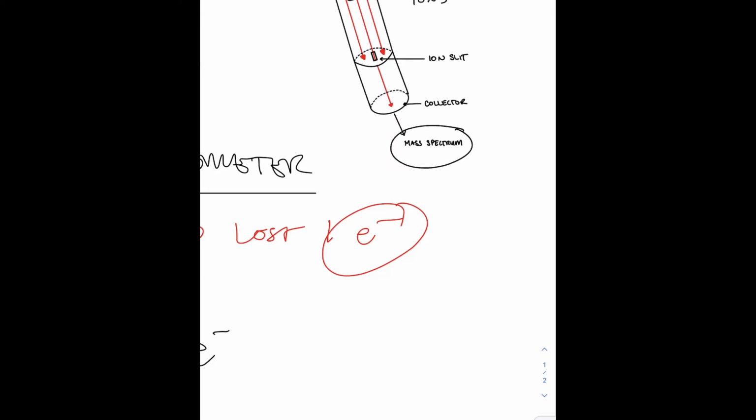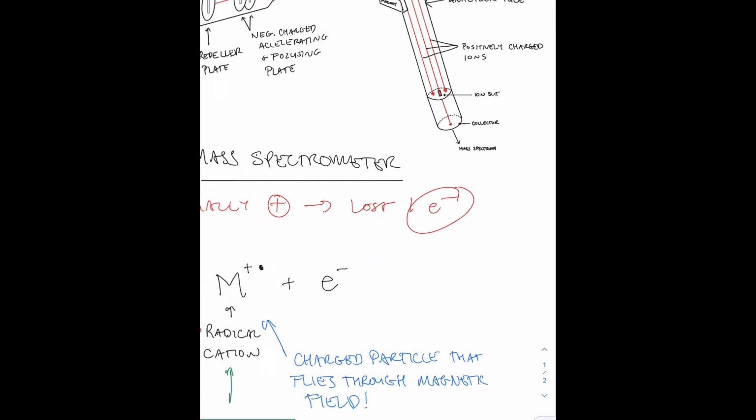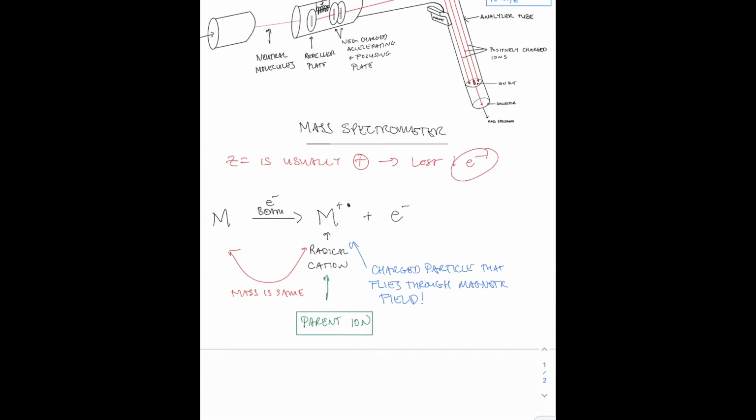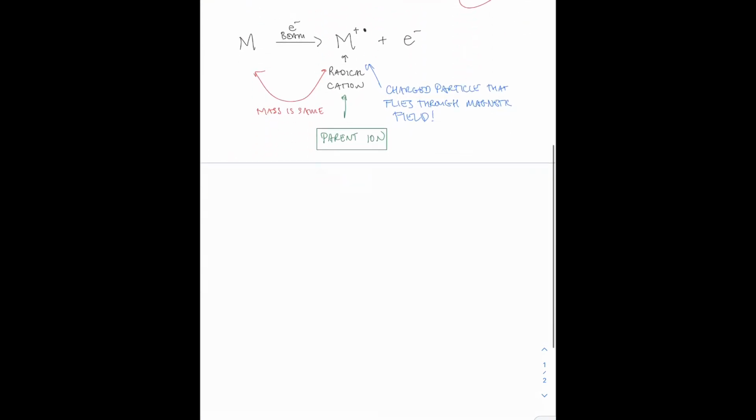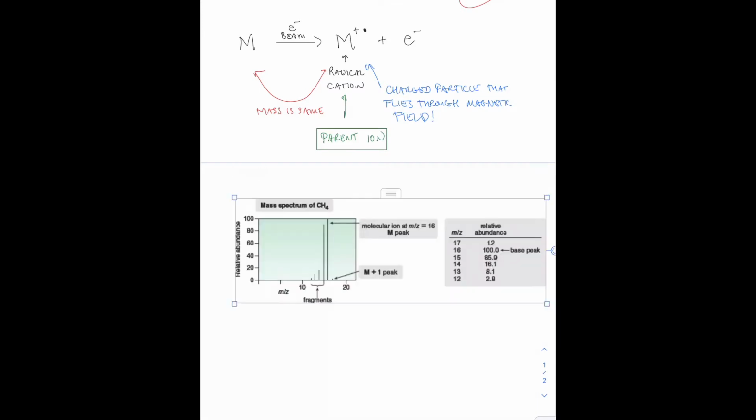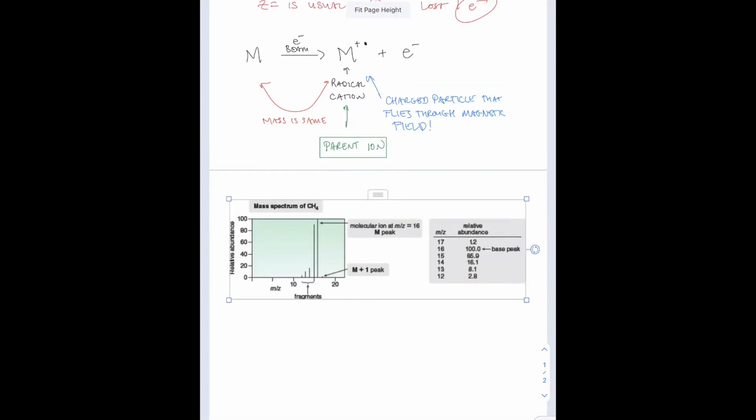But first, let me show you here. So as it goes through the collector, we end up getting to ultimately convert that data into a mass spectrum, right? And so what does that look like? Well, here's an example for you.